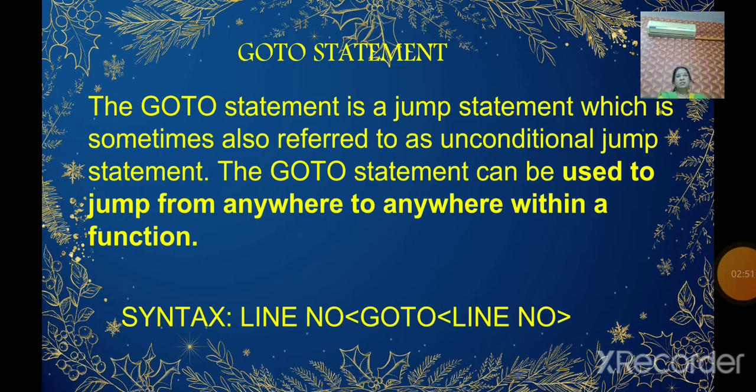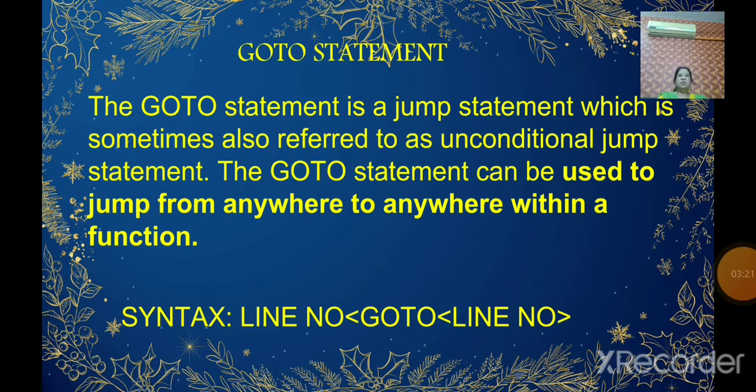Now let us see the syntax. What do you mean by syntax? The correct way of writing a program, right? The syntax is, first of all we will start with a line number, then go to and the label, or you can say line number. Okay, go to and line number and label here. First of all, line number, all of you know QBasic will start with a line number, then we will write the go to statement and again a label.